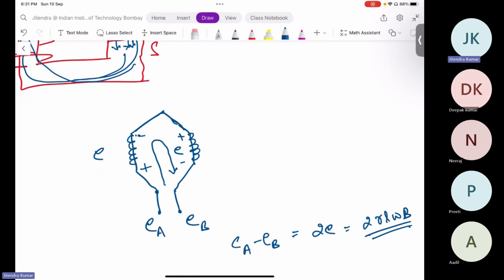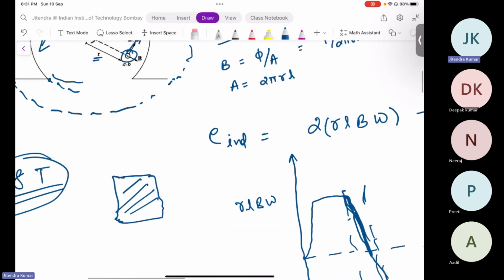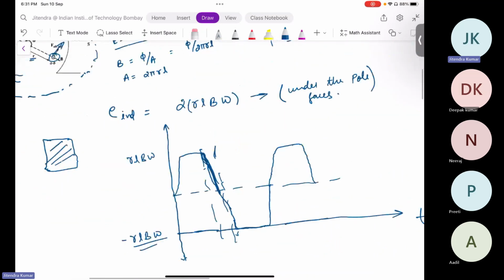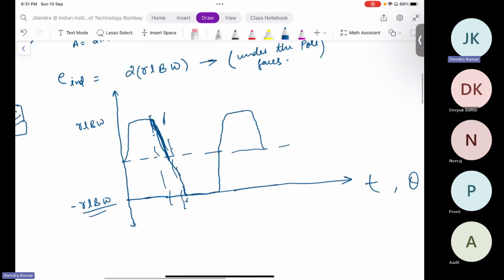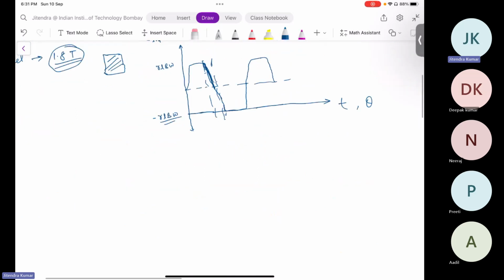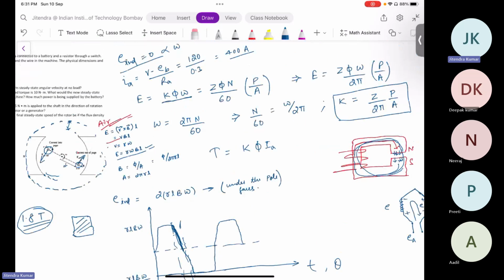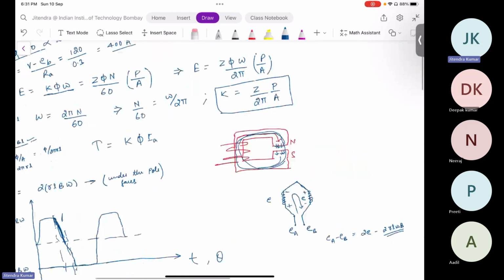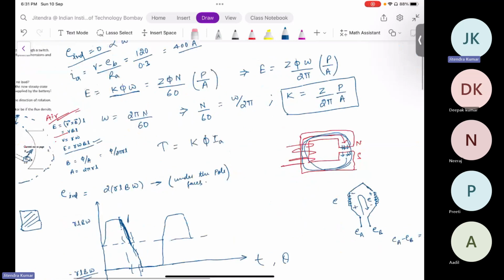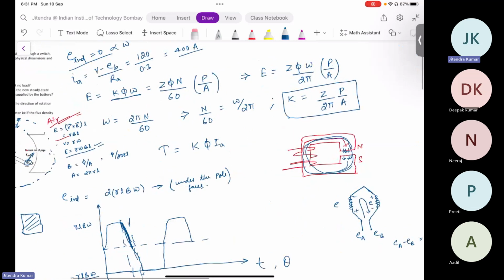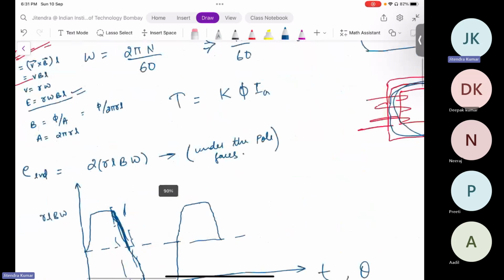Is it fine? Yes, sir. Okay. So we were deriving, yeah, where is the derivation went? 2RLB omega.